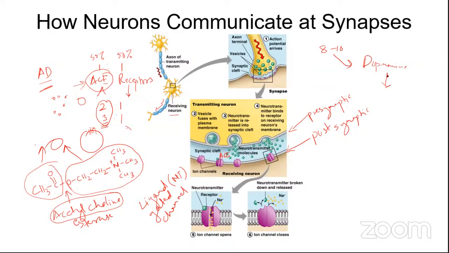So dopamine is made up of 8 to 10 different enzymes, right? No, it is not made up of 8 to 10 different enzymes. You require 8 to 10 different enzymes to synthesize dopamine. It is not made up of them. It's still a small molecule like acetylcholine, but to synthesize dopamine, you will require 8 to 10 different enzymes. That means it's a pathway for synthesis of dopamine.